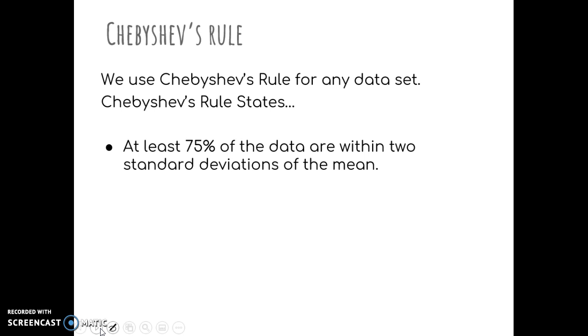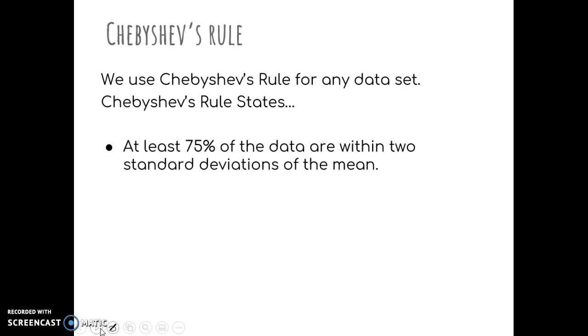At least 75% of the data are within 2 standard deviations of the mean. So does it mean that it's approximately 75%? No, it means it's at least 75% or more of the data will be within 2 standard deviations of the mean. If you compare that to empirical, it was approximately 95% of the data is within 2 standard deviations of the mean. So at least 75% is 75 or more.